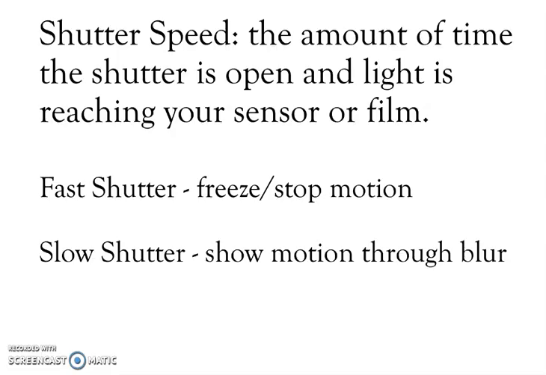Alright, now let's transition and talk about shutter speeds. Shutter speeds refer to the amount of time that the shutter is open on your camera. The longer it's open, the more light that's coming into the camera. So a fast shutter speed freezes motion, or stops motion. A slow shutter speed is going to show motion through blur.